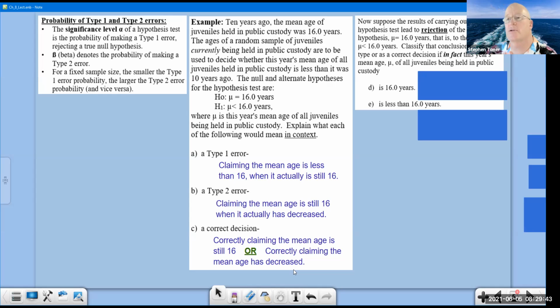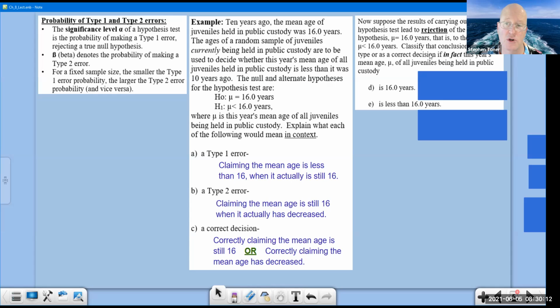Now we go in the other direction as we continue reading. It says, suppose the results of carrying out the hypothesis test lead to rejection of the null hypothesis. In other words, that was our decision: reject H0, reject the null hypothesis of 16 years old. That is, we're going with the conclusion that the mean age has decreased. It is under 16 years old. So that was our decision.